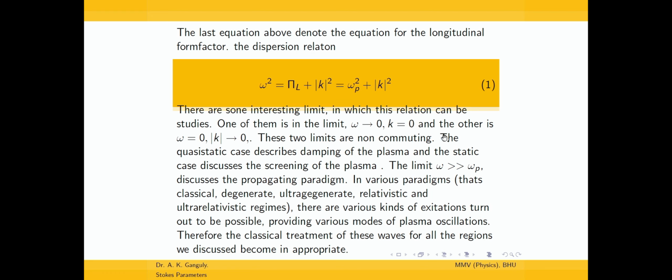So, this limit when omega is equal to 0 and k tends to 0 is the screening regime, and the regime where k equal to 0 and omega tends to 0, their stability or instability, the unstable mode generating regime, that is how they are known.